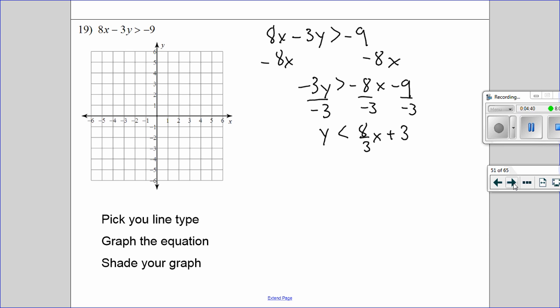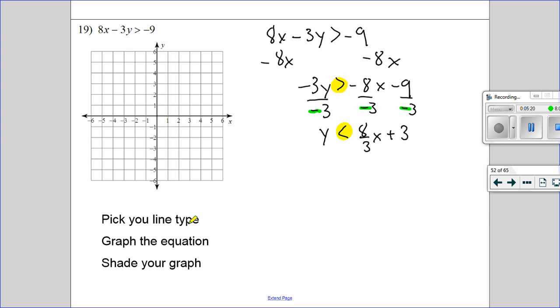All right, and then what you want to do is follow the 3 steps here. You want to pick your line type. Now, on this one, it's important to pay attention because when you divide by that -3, it's going to change your sign around. So you always want to be aware of that. Anytime you divide by a negative, or multiply by a negative, it's going to change your sign. Now we have y is less than 8 over 3 x plus 3.